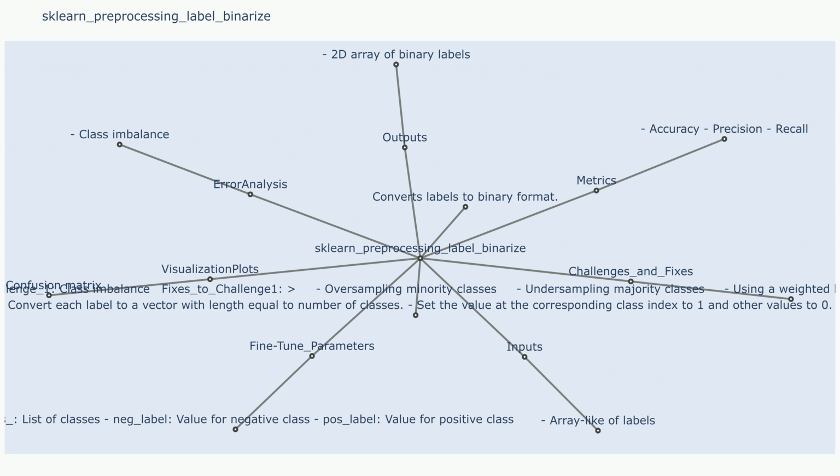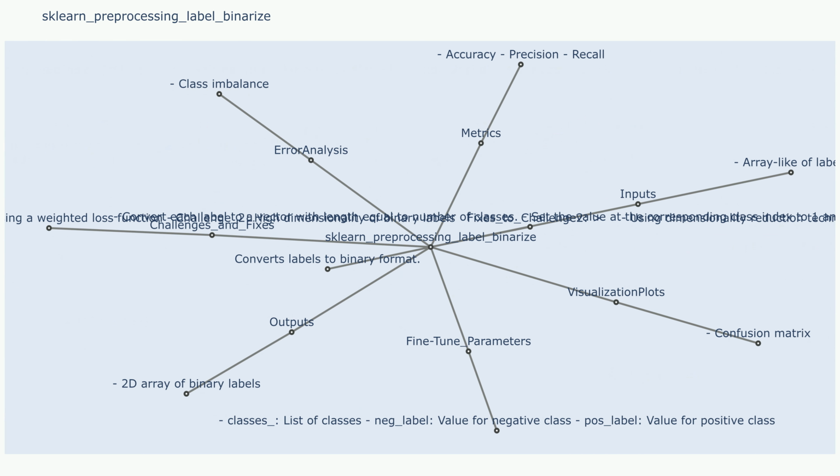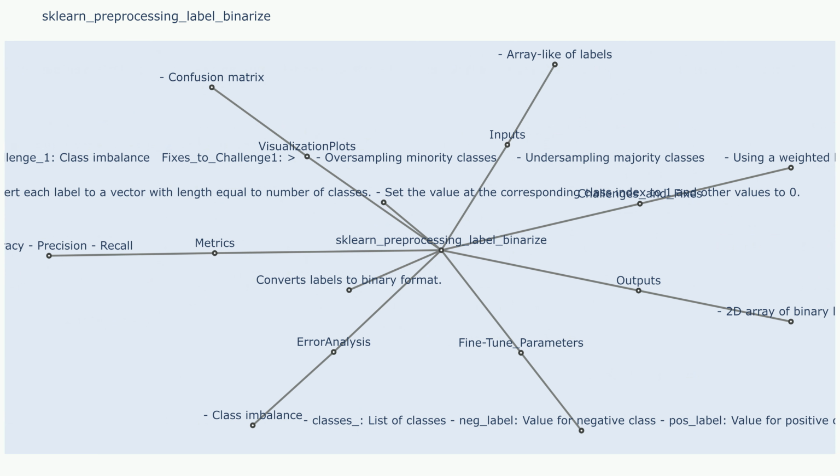Steps. The function first identifies the unique classes present in the input labels. It then creates a binary matrix with one column per unique class. For each sample in the input labels, the function sets the corresponding column in the binary matrix to 1 if the sample belongs to that class and 0 otherwise.